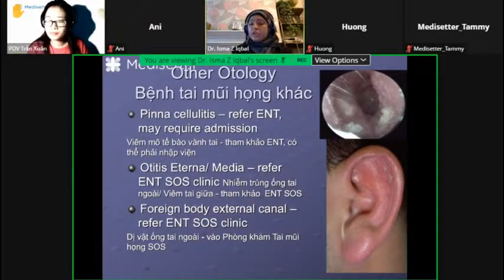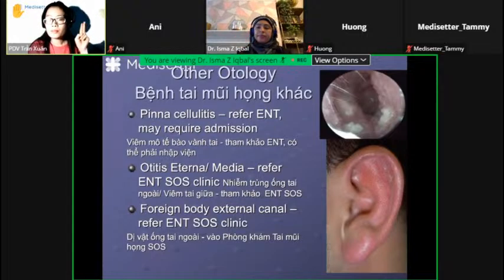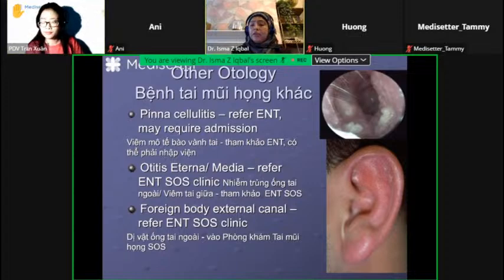And if you're concerned about a fungal infection, then they will need to continue on antifungal ear drops for 6 weeks. If they wear a hearing aid and they have an infection, then it's important that you tell them not to wear the hearing aid until the infection settles down.